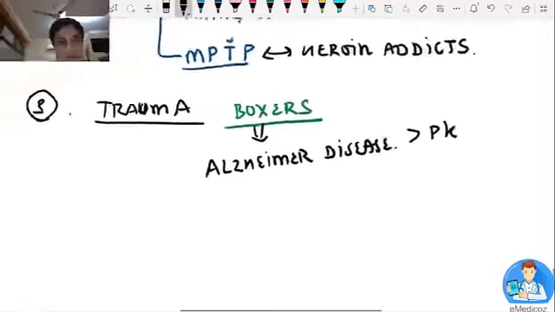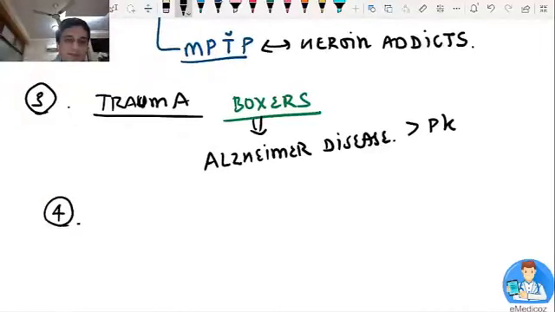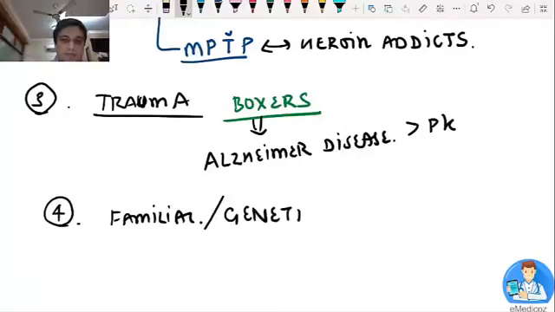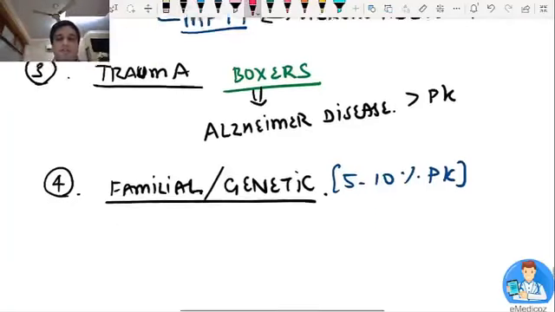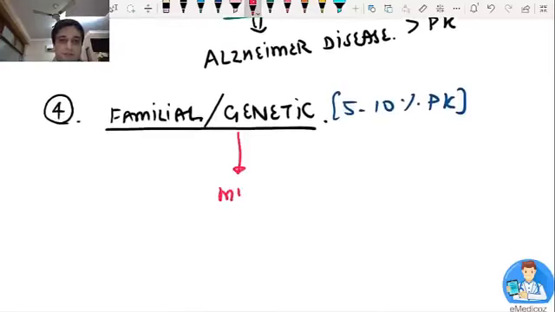Right. Then we have number 4 with us, that is a familial or genetic cause. If I go with the book, around 5 to 10% of patients with Parkinsonism are known to have a familial or genetic cause. Just reading this topic again today, I found that a lot of genes are new into this now. But for exam purposes, just remember 2 of the mutations that we know.